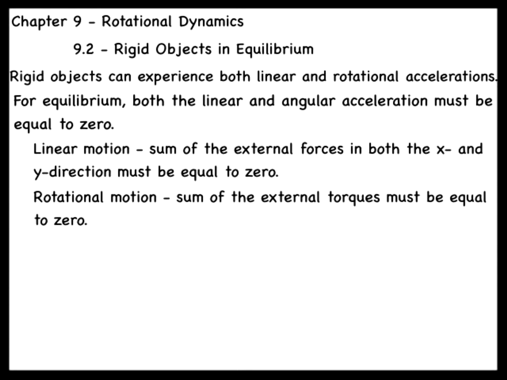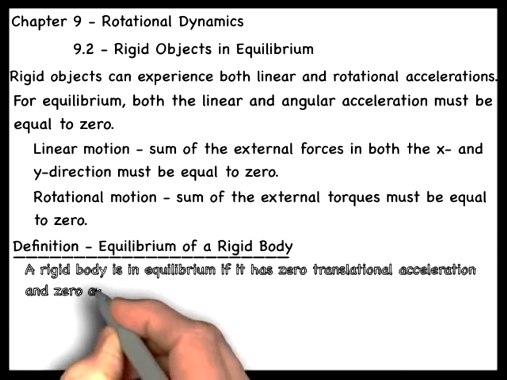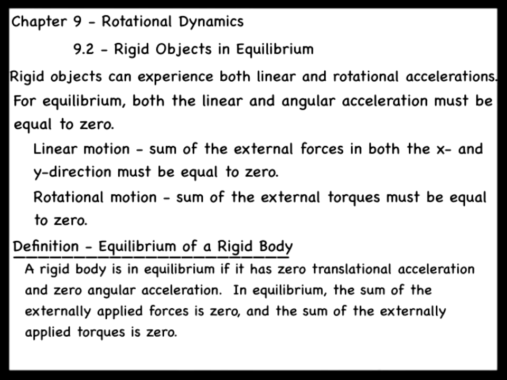Let's now summarize the definition for rigid body equilibrium. A rigid body is in equilibrium if it has zero translational acceleration and zero angular acceleration. In equilibrium, the sum of the externally applied forces is zero, and the sum of the externally applied torques is zero.